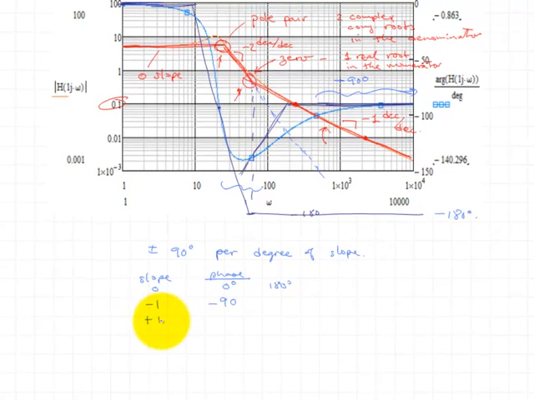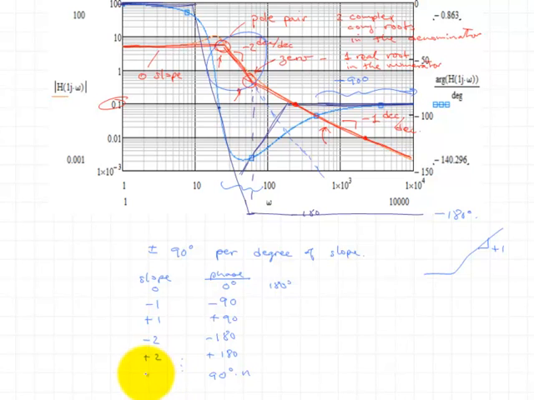If it was +1, in other words, if the magnitude slope was going up at a +1 slope, then we'd have +90. If it was -2, as it is in this region right here, then we'd have asymptotically -180. If it was +2, we'd have +180. And you can see that it's essentially 90 times the order n, where this would be n.